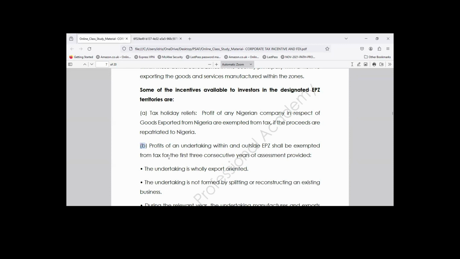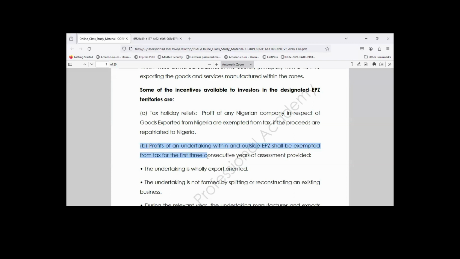This is the big part now. Profit of an undertaking within and outside the export processing zone shall be exempted from tax for the first 3 consecutive years of assessment. The profit shall be exempted from tax in the first 3 years of operation, provided that the following conditions occur.